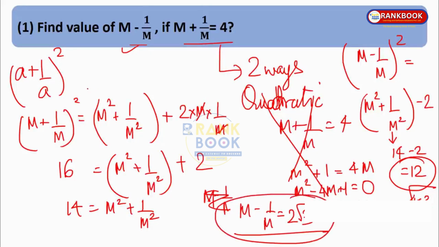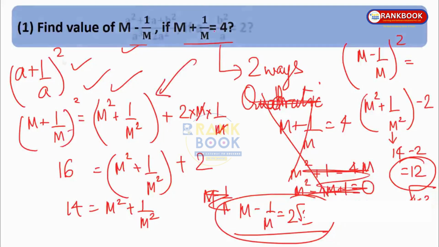See how easily with this formula we got the answer. There is no need to find factors or anything like that. There is no need to go by the quadratic method. Use such formulas to solve the sum. Whenever you see such kind of sums, m plus 1 by m, try to find the answer using these formulas, right? Just square them, right?